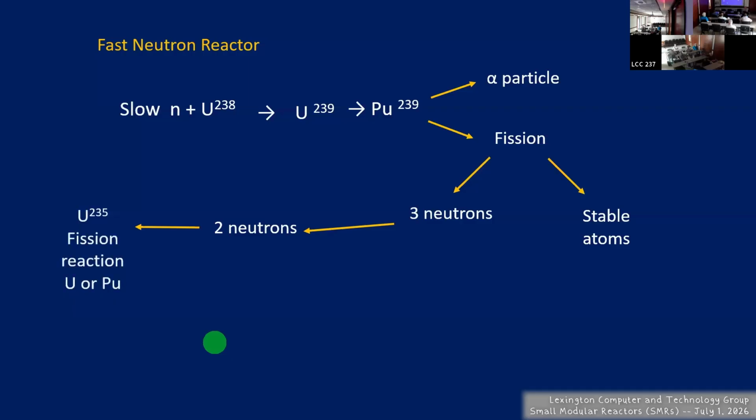They can hit some U-235 that you have in there and cause a fission reaction, which could produce higher isotopes of uranium or plutonium. But also, one of those neutrons can go back up and become a slow neutron, hit U-238, and create more plutonium, which will heat up the reactor. It goes around and around and around.